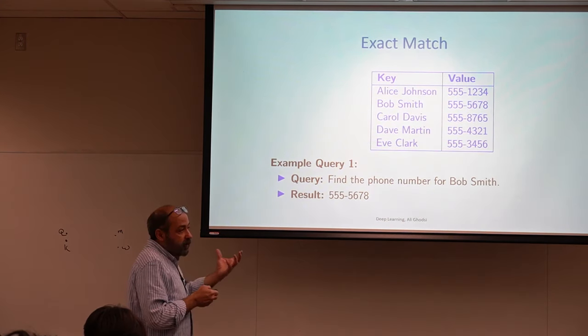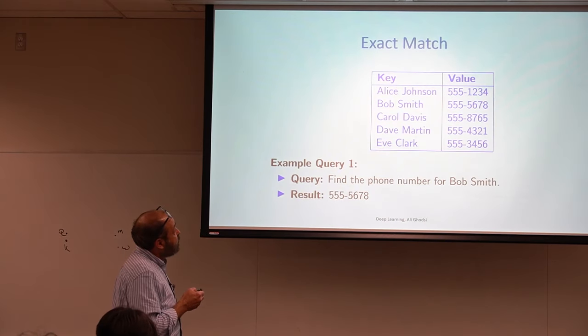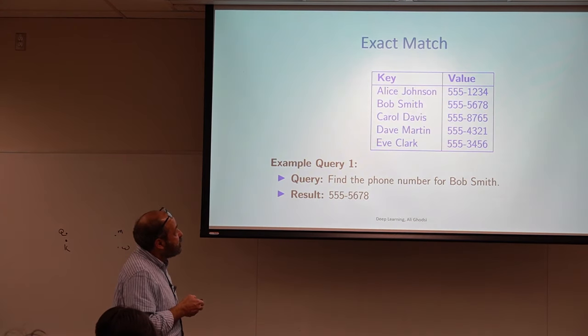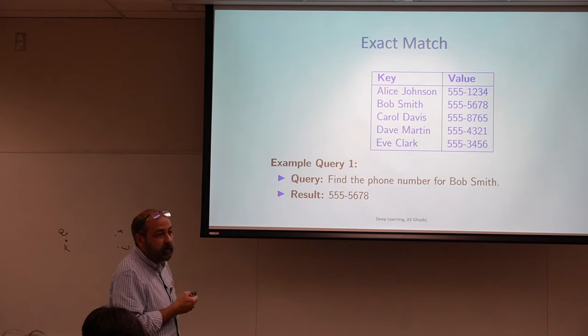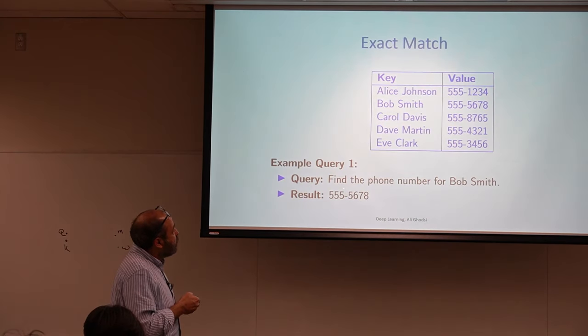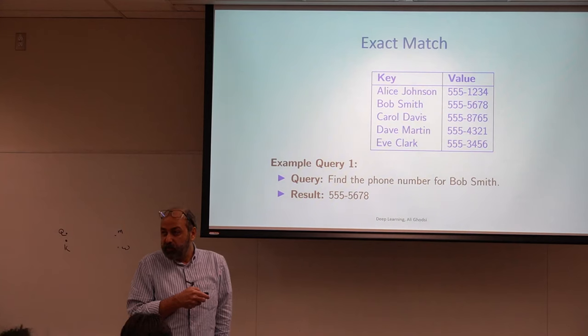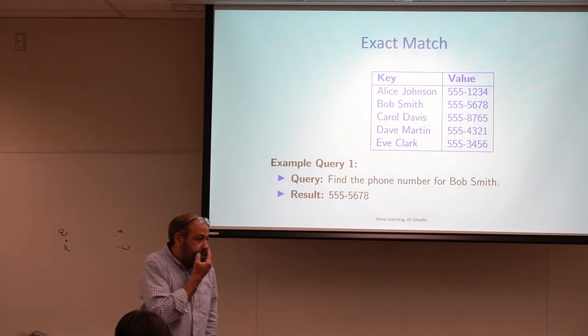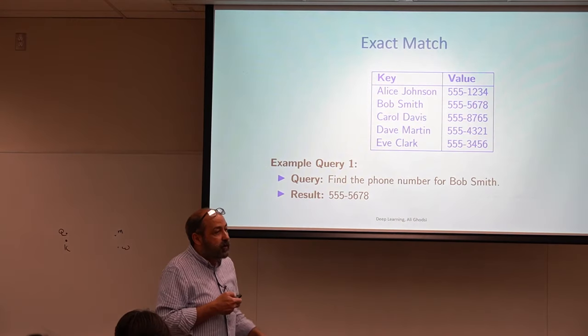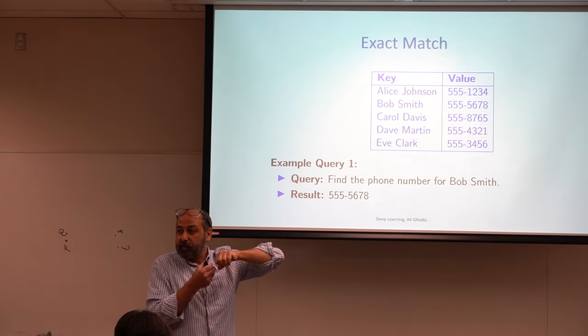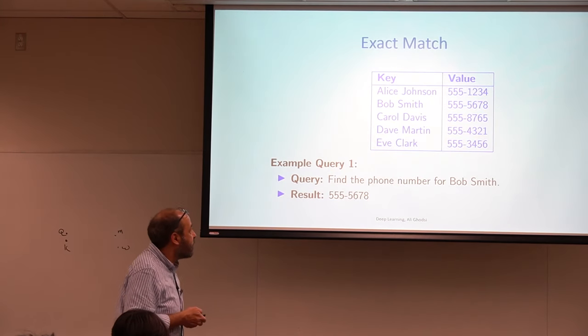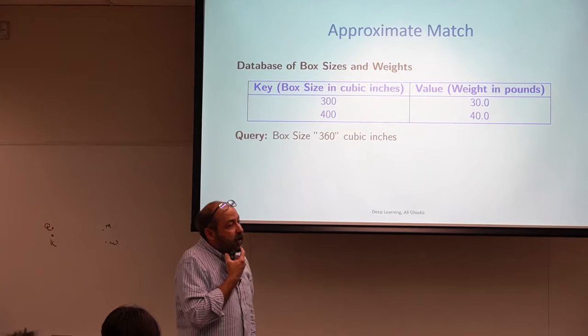This is how we represent a database with these two terms, key and value. Suppose that this table is contact numbers, telephone numbers of different people. You have a query, and the query is to find the phone number of Bob. Then you search in your keys, and Bob Smith matches one of your keys, and then you report the value corresponding to this key. Okay? This is for an exact match, when Bob Smith exists in your table, and you have just a lookup table to find the exact match. In some cases, there is no exact match.